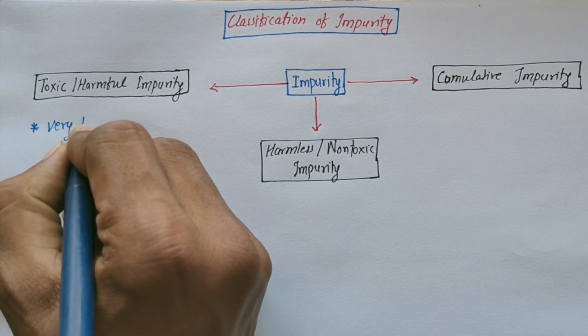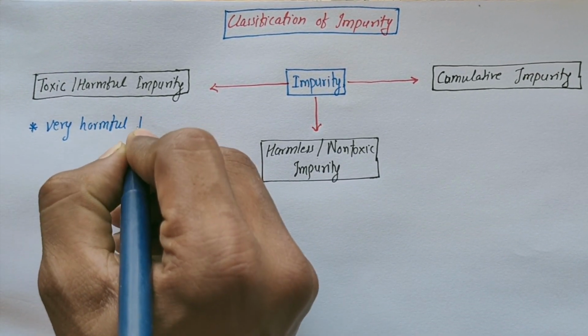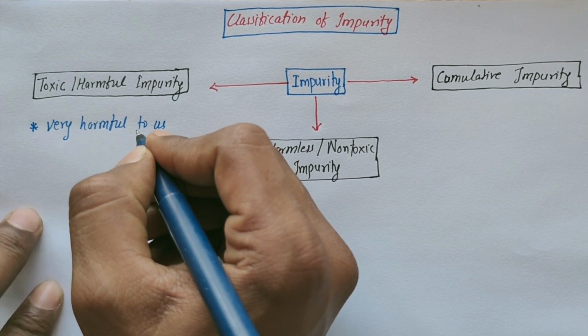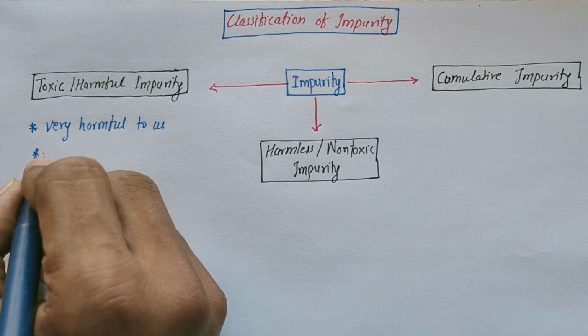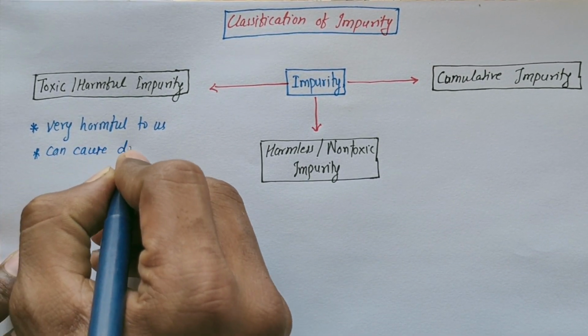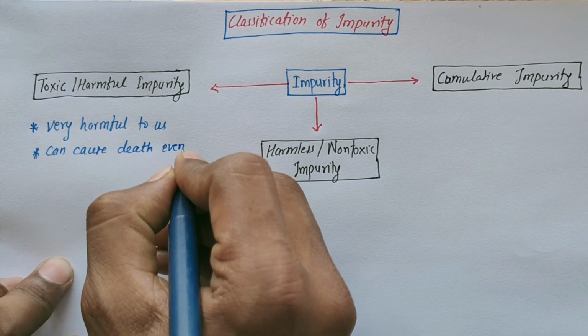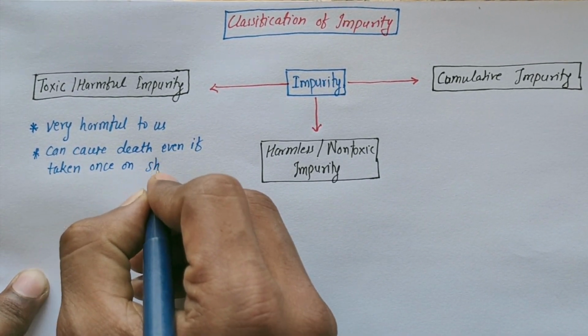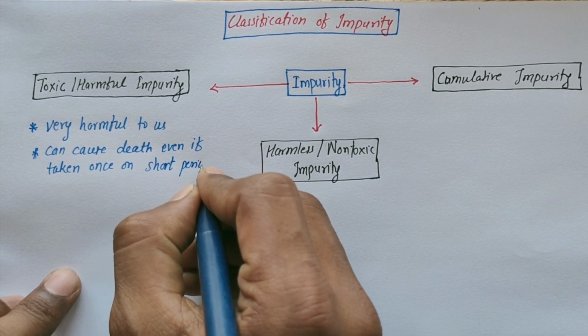Now we will see toxic or harmful impurity. They are very harmful to our body. Second point, they can cause death even if taken once in a short period of time. It means they are very lethal.